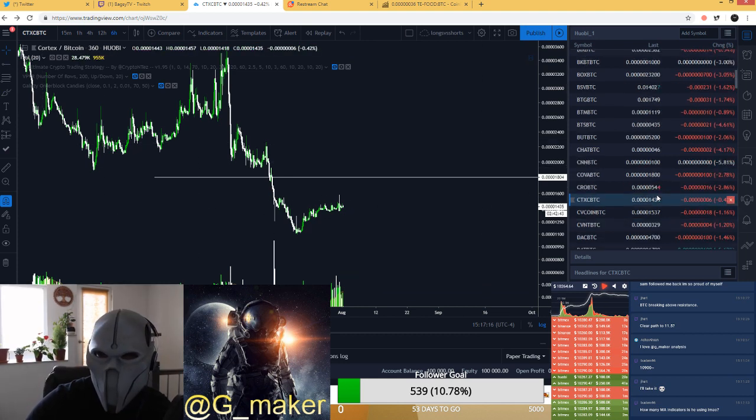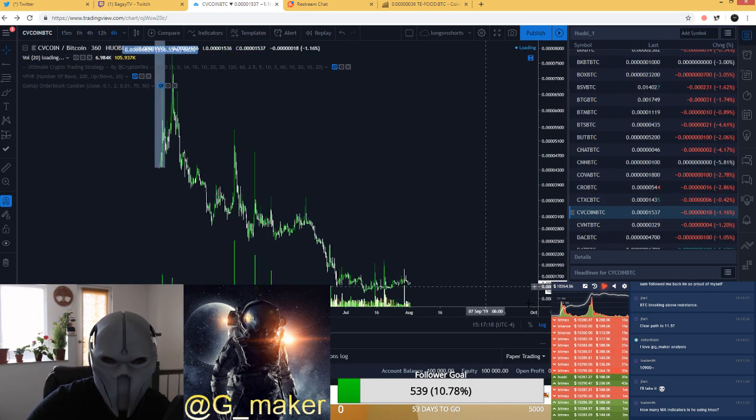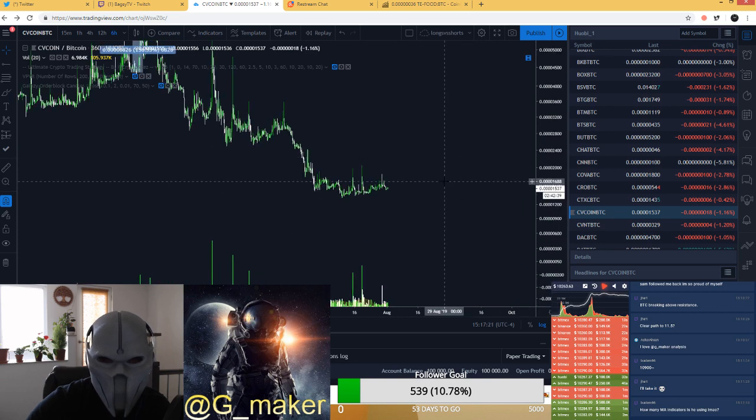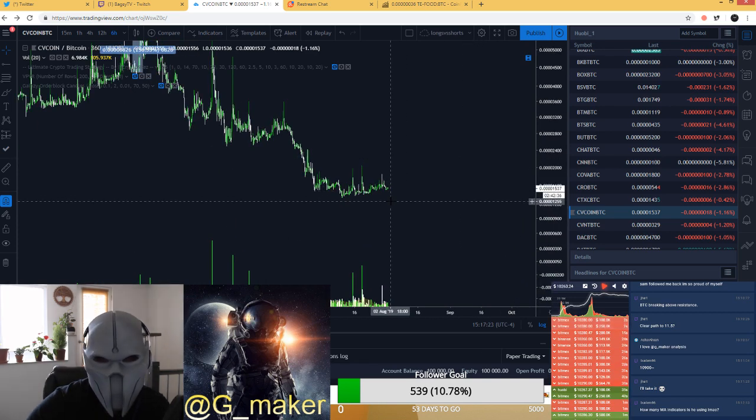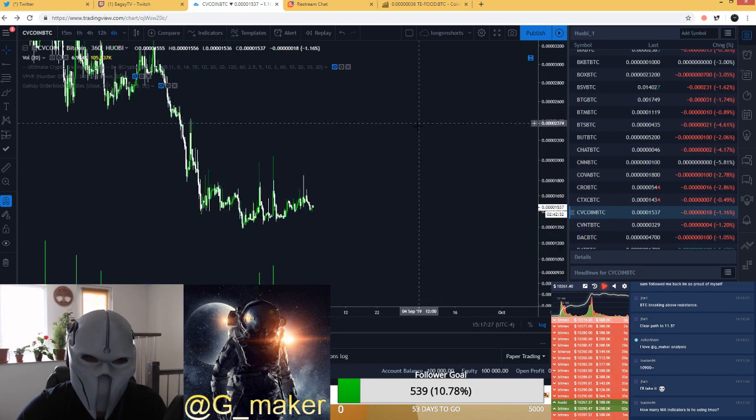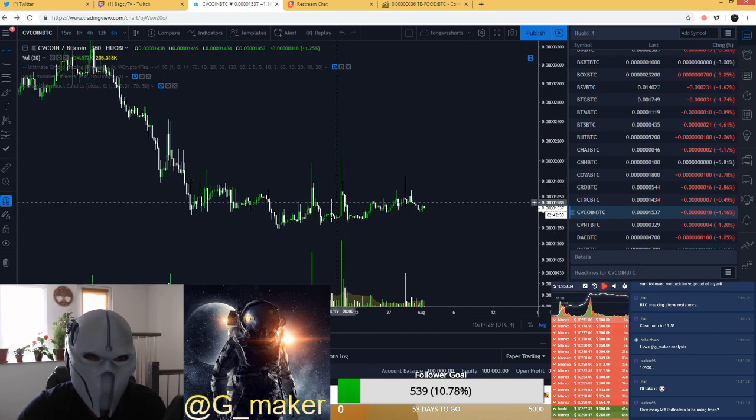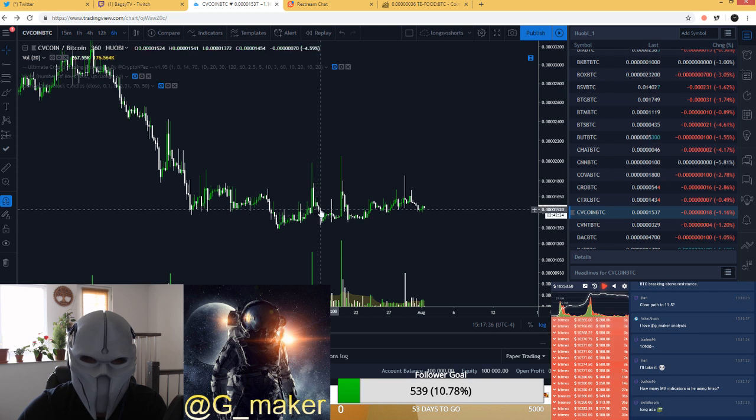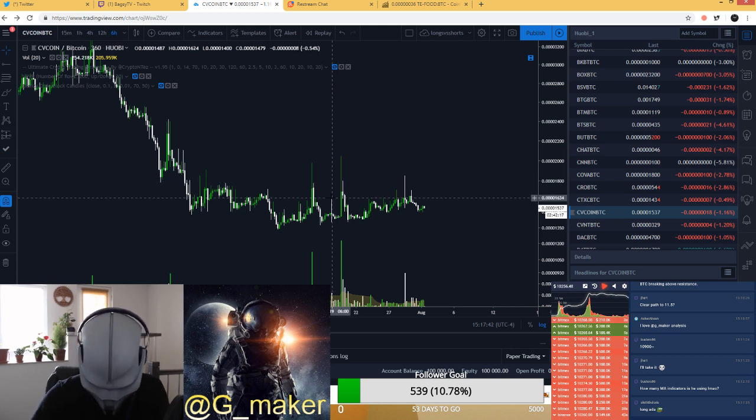Perfect. All right, CV coin. CV coin looks okay. It's sitting on the edge. If this level can hold, I think it's gonna pump. Like Everex, it's gonna do a rounding bottom and it's gonna pump. And MAs are looking kinda good. Okay, still needs a bit more time, a few weeks, but yeah.